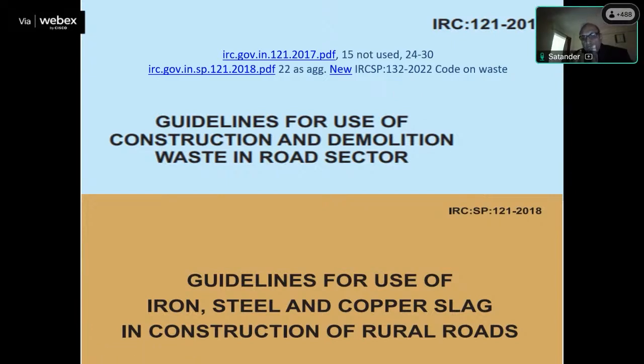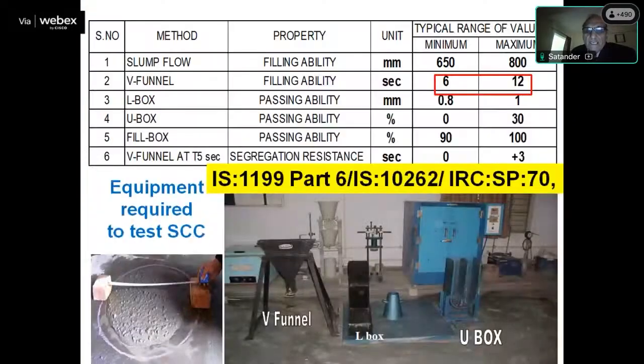Now, what is common in all three codes? In lean concrete, you can use 100% marginal material. In TLC plain concrete, you can use 50% marginal material and 50% natural aggregate. In RCC structures, up to M25, you can use 25% as per IS code. So please refer to IS 383 for that.